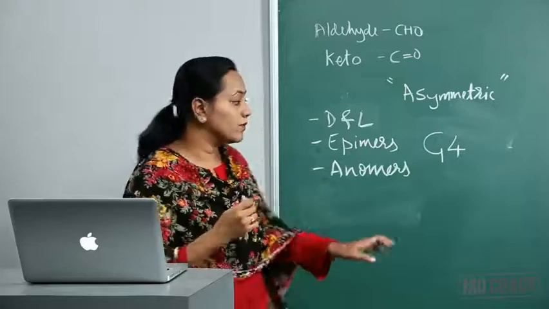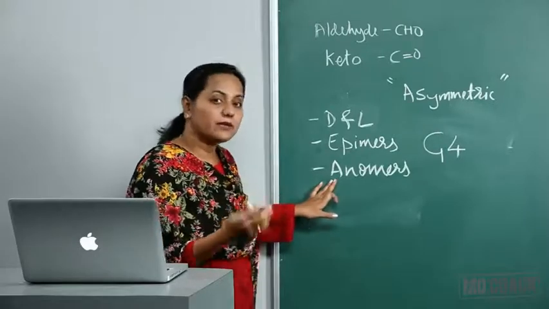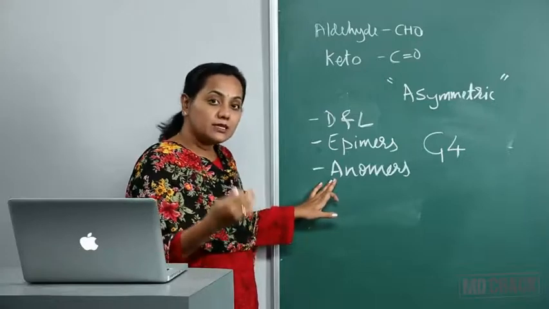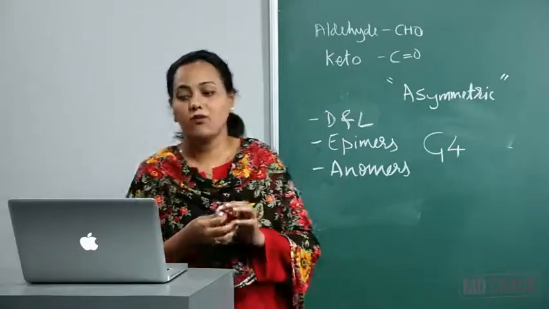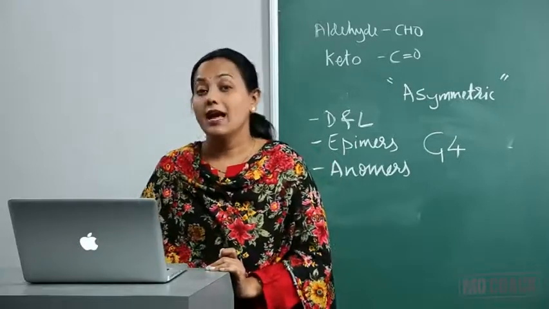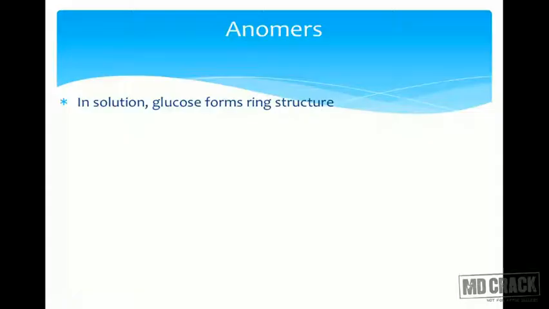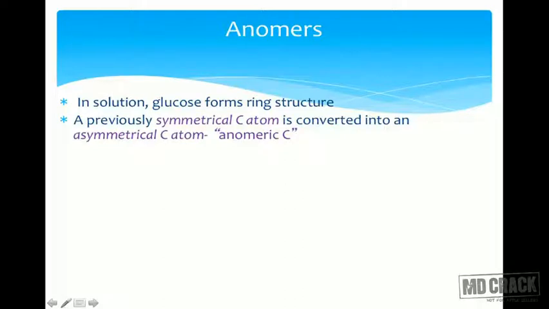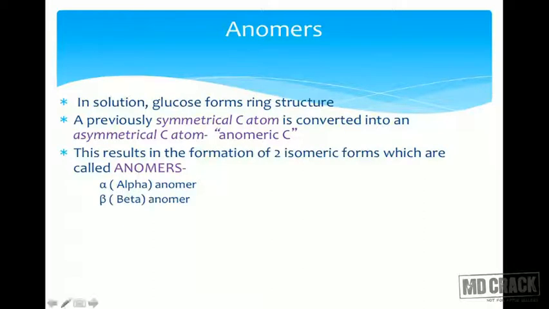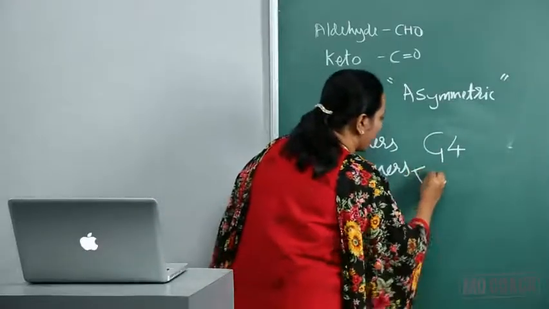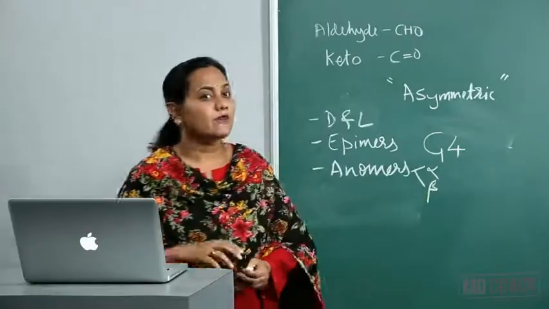So this anomerism was able to explain certain properties of glucose, and they found out that glucose in solution exists as a cycle form, as a ring form, and that is when we get the two different anomers of glucose or any other monosaccharide. So in solution, glucose forms a ring structure. A previously symmetrical carbon atom is converted into an asymmetric carbon atom. This carbon atom is now called the anomeric carbon. This results in the formation of two isomeric forms, which are called anomers. And the anomers are alpha and beta anomers.